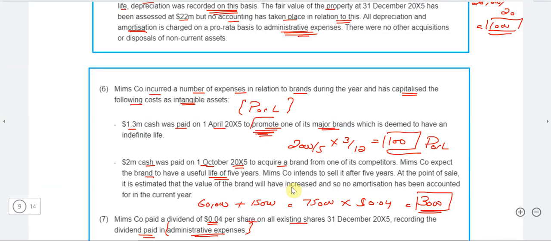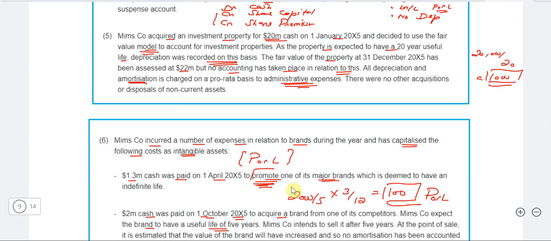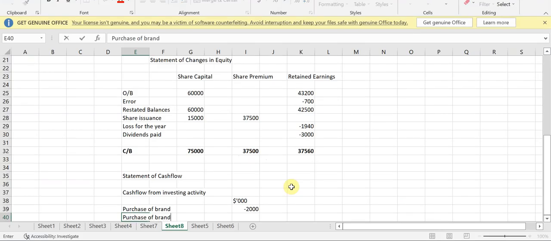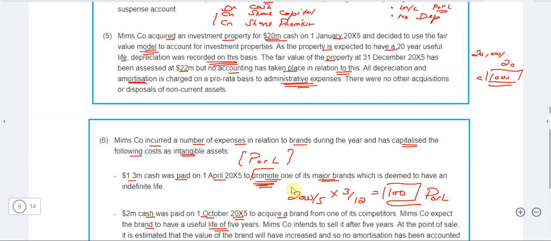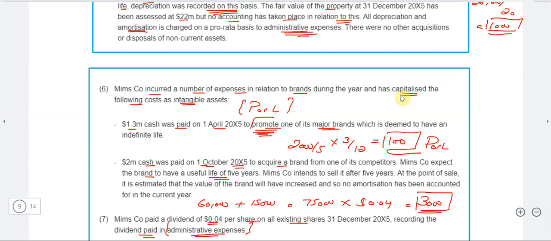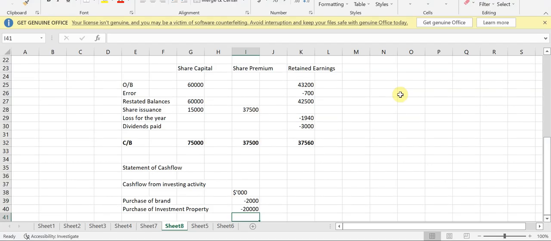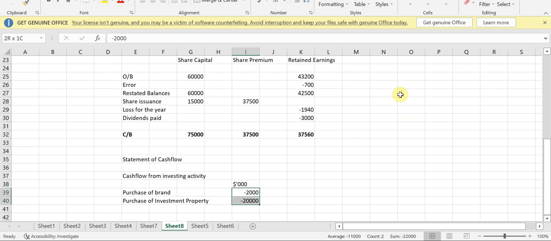And then they purchased the investment property for 20,000. Purchase of investment property of 20,000. Again, there's a negative thing. Okay, so it says there were no other acquisitions and disposal of the non-current assets. Okay, so no dividend received, no interest received, no grants received. So this is the net cash flow from investing activities.